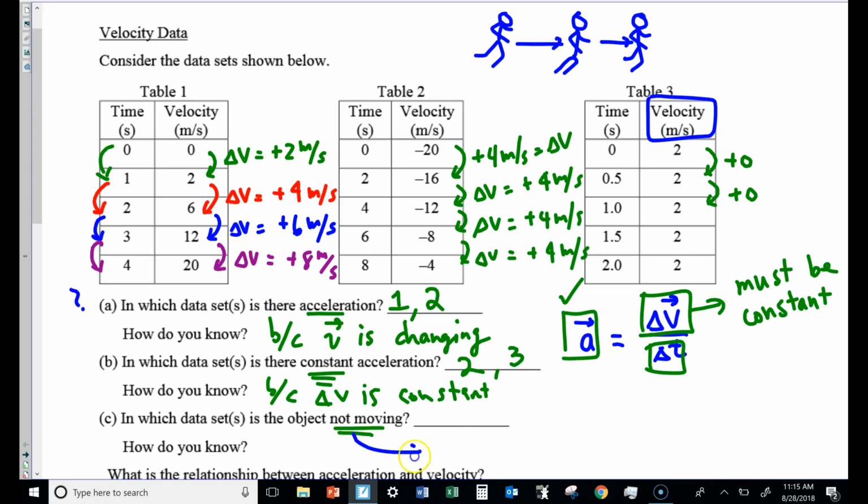In fact, not moving would mean the velocity is 0. And that's not the case in any of these datasets. They have motion in every single dataset because V is not 0 in any set.